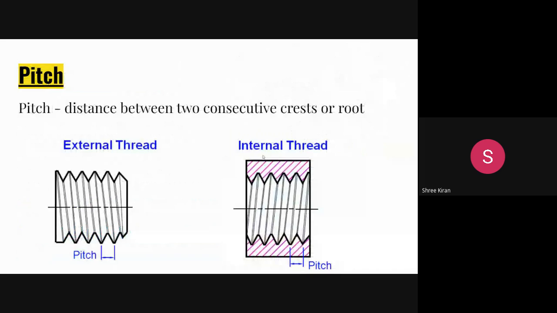So first we'll start with just an overview. What do you mean by pitch? The distance between two consecutive crests or roots. So can anyone of you tell me what you mean by crest and what you mean by root?